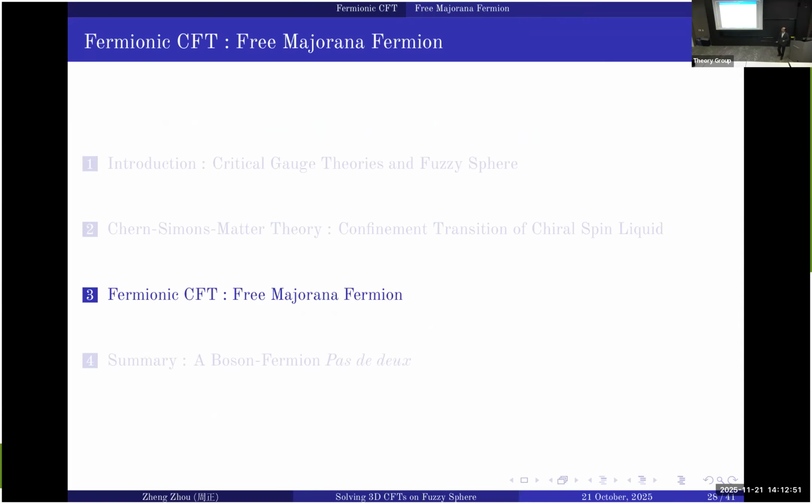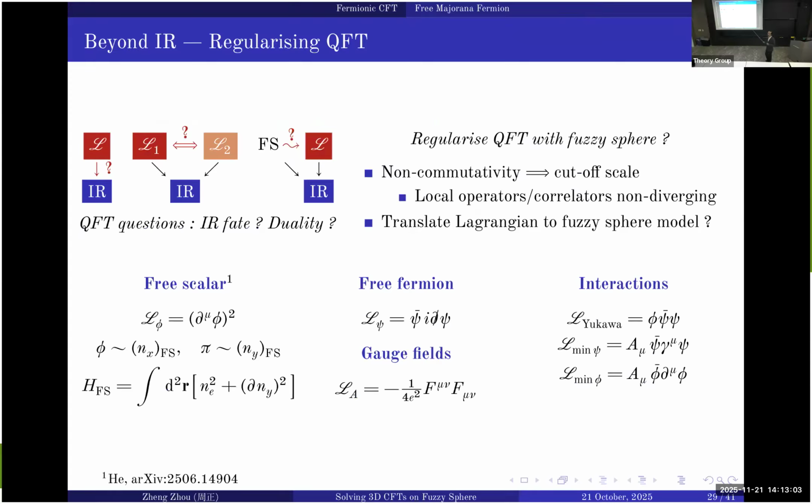So it seems that on the fuzzy sphere, we can answer many questions about the Chern-Simons-matter theories, about the CFTs. But there is a question that we haven't answered yet, that is the question of the QFT instead of just the IR. For example, given a QFT Lagrangian, what IR fate will it flow to? Given two Lagrangians, how do we know whether or not they are dual to each other? So far, we can only realize the IR theory with the fuzzy sphere. But how do we realize the Lagrangians? We do not know yet.